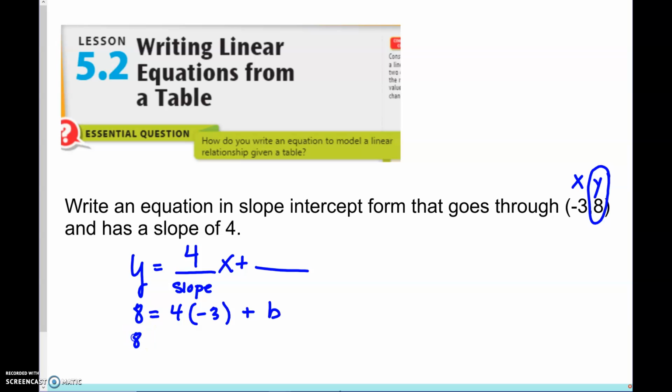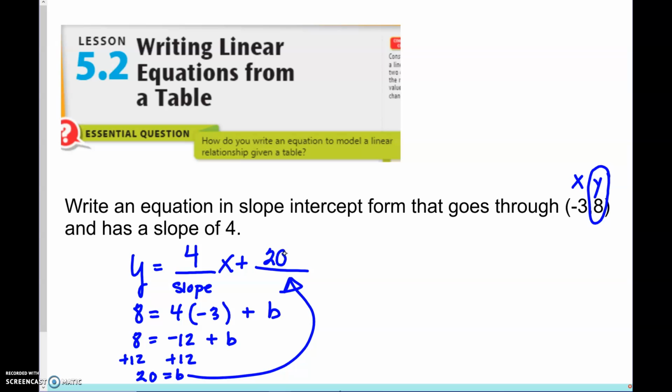So 8 equals -12 plus b. Now add 12 to both sides. And so we get 20 equals b. So we can go ahead and put that number up here. So y equals 4x plus 20. Okay, now you go ahead and do this other problem.